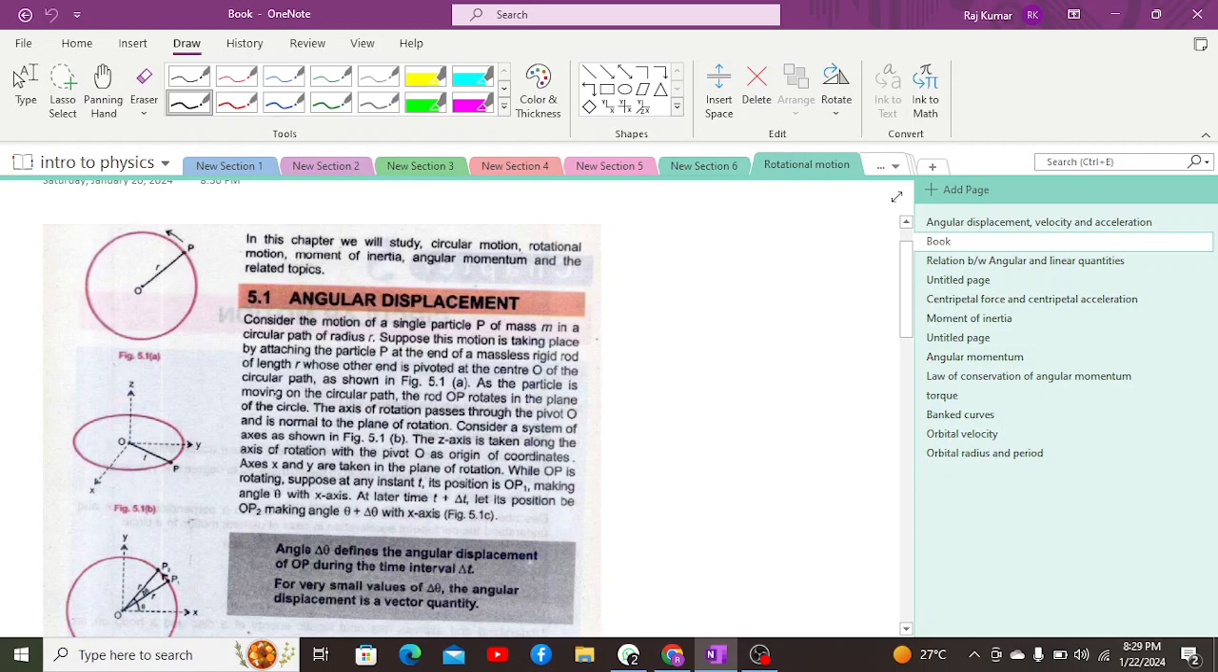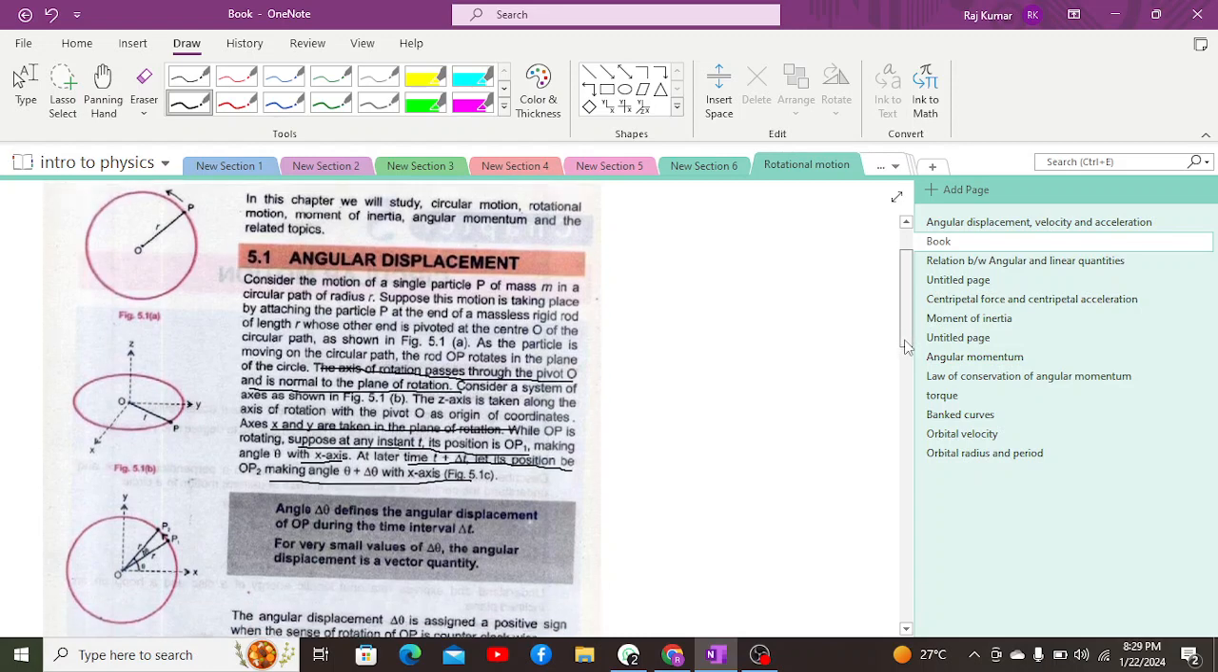As the particle is moving on the circular path, the rod OP rotates in the plane of the circle. As previously told, the axis of rotation passes through the pivot O and is normal to the plane of rotation. Consider a system of axes as shown in figure 5.1. The z-axis is taken along the axis of rotation with point O as the origin of coordinates. Axes x and y are taken in the plane of rotation while OP is rotating. Suppose at any instant t its position is OP1, making angle theta with the x-axis. At a later time t plus delta t, let its position be OP2, making an angle theta plus delta theta.